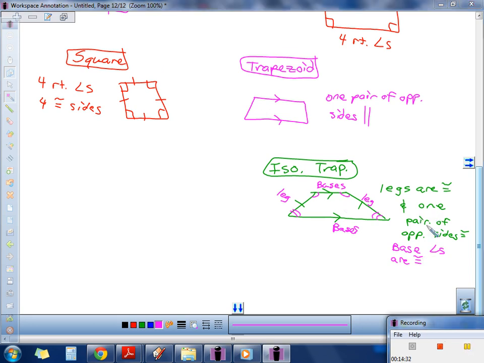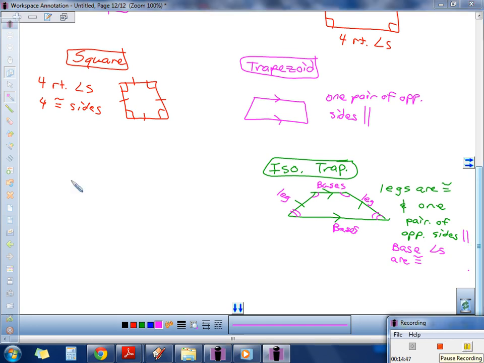One thing I wrote wrong, I wrote one pair of opposite sides are congruent. These are not congruent. These kind of legs are opposite and congruent, but I really meant to say one pair of opposite sides are parallel. That's the better property displayed on a basic isosceles trapezoid.